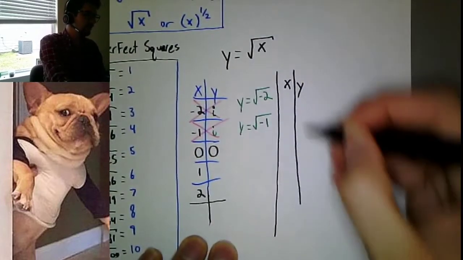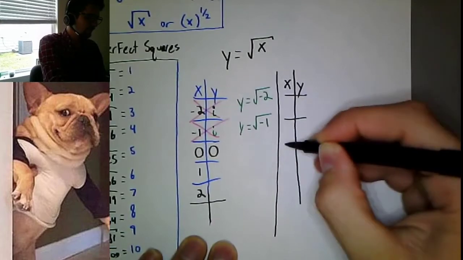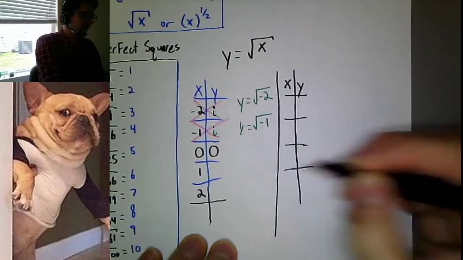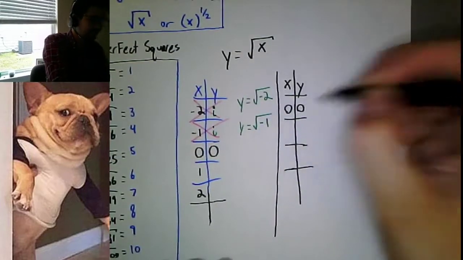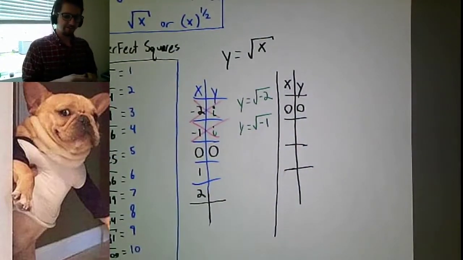Let's start over armed with our new knowledge. Remember, with the square root functions, we're just going to be doing 4 points, and we're starting with the vertex. So it's still 0, 0. So where do we go from here?